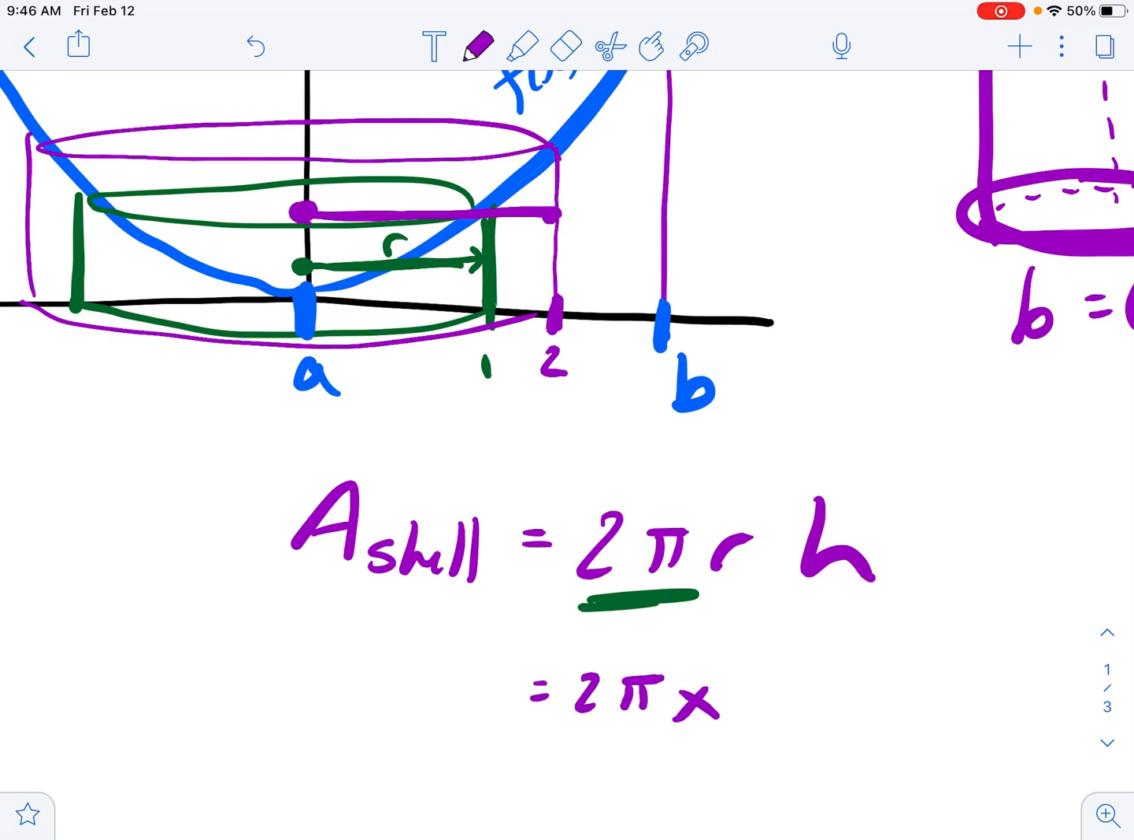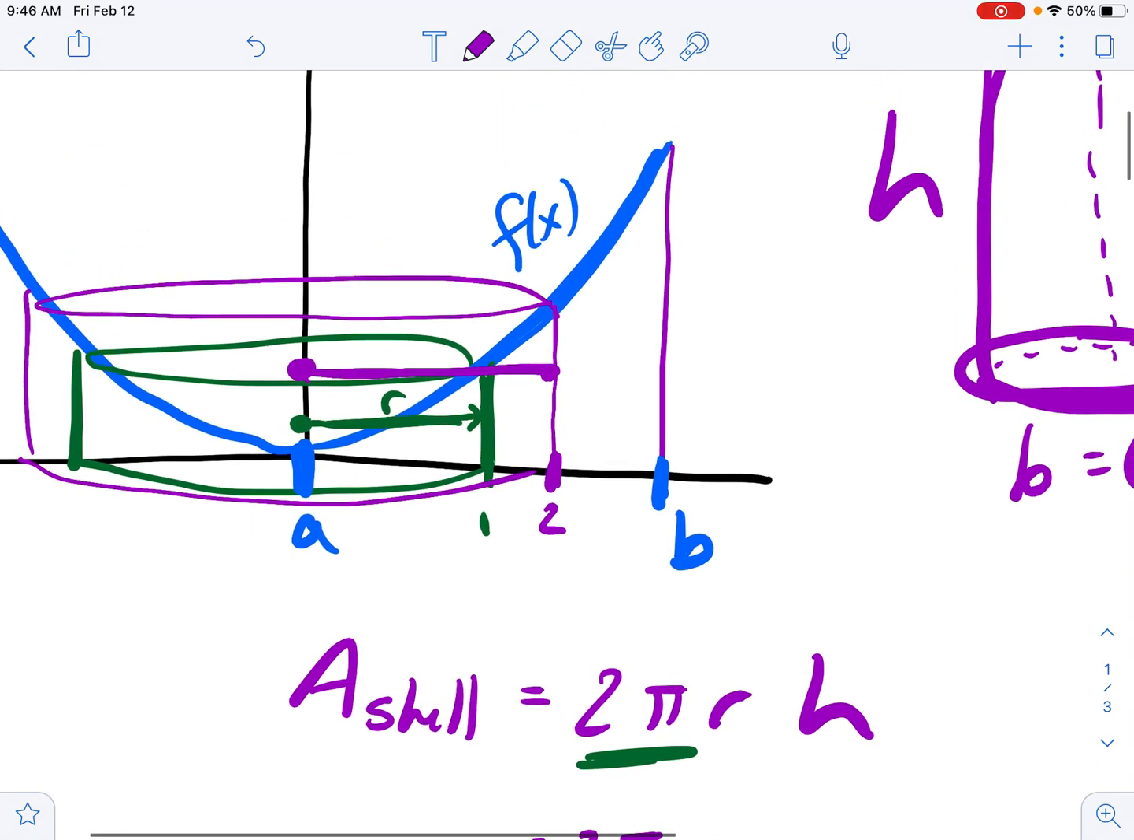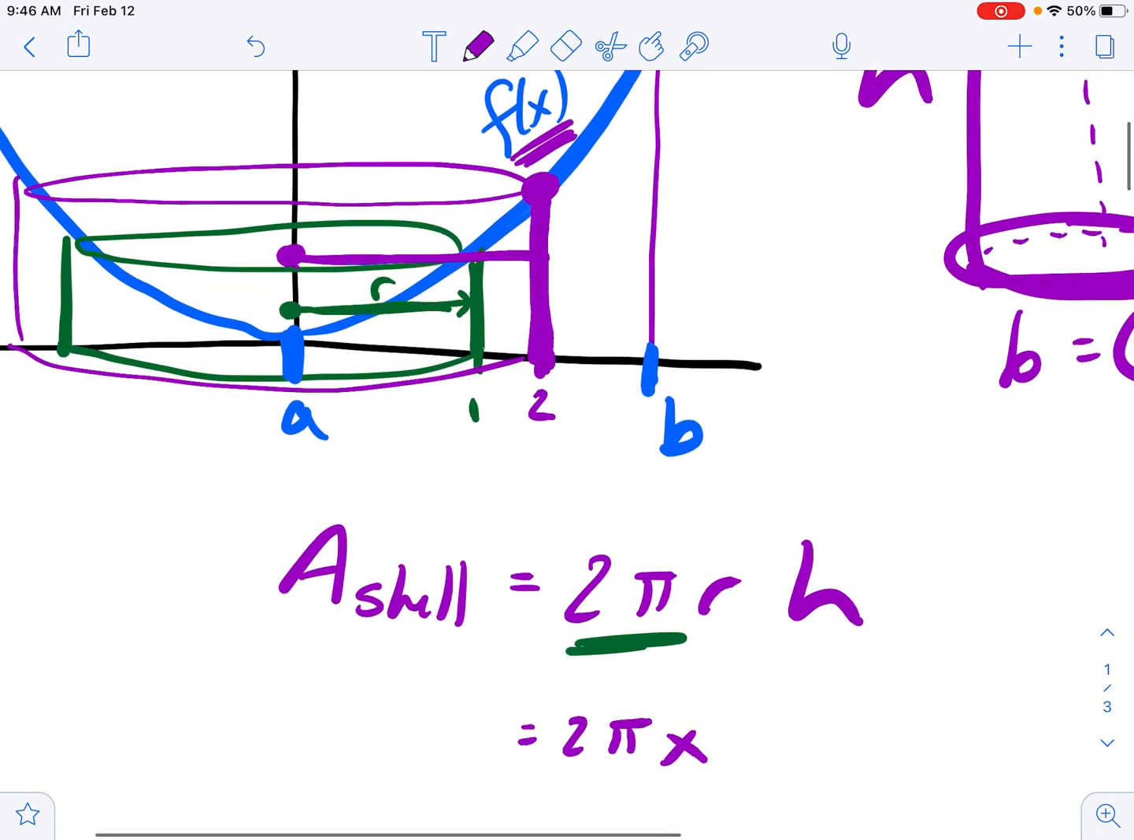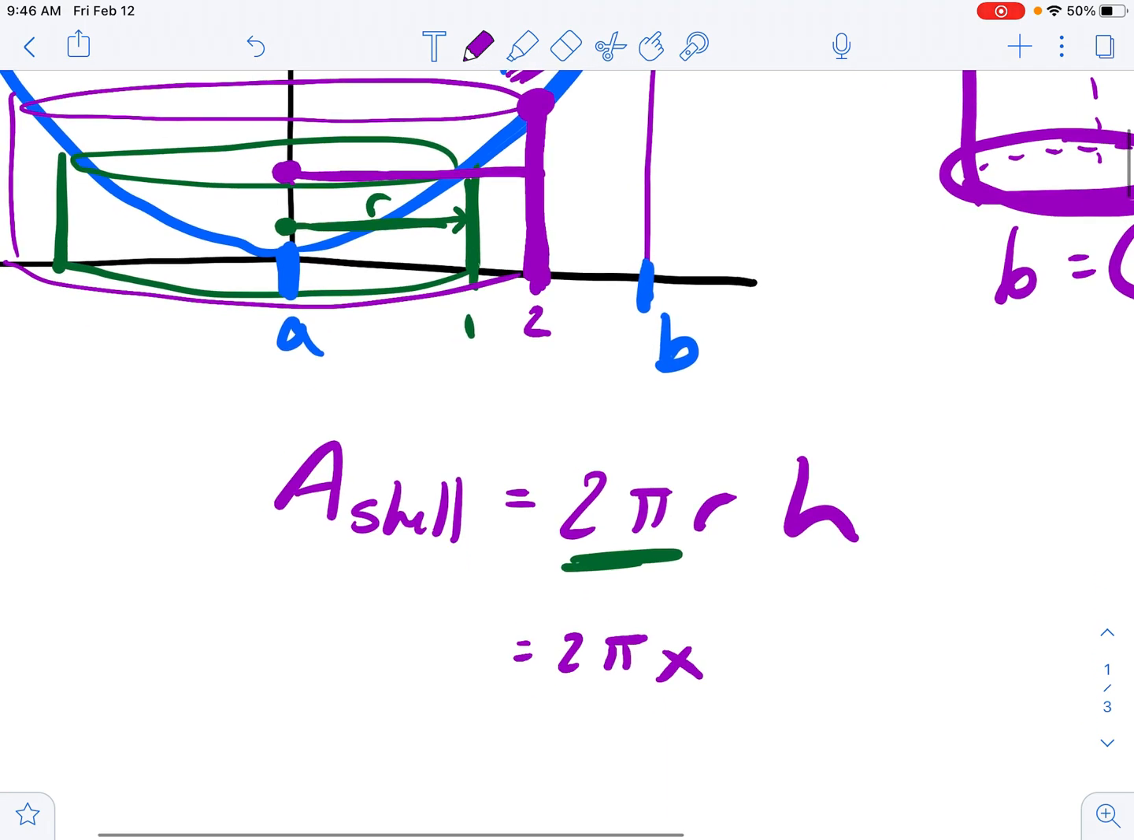So I'm going to replace r with the letter x. The number x, whatever x equals on the interval from a to b, will give me the radius of that particular shell. The heights, right? If I'm at x equals 2, here's the height of that particular shell. Well, that's just the y value of the function at 2. That's literally just f of 2 here. So the height is given by the y value at whatever x value you're at. That's simply given by f of x. So the area of one such shell will be given as that.